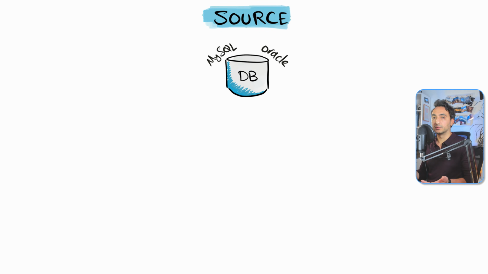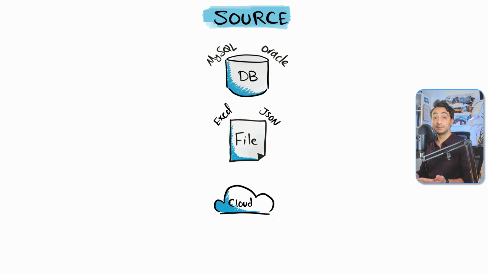Alright, so now we have the source layer. The source layer is outside of Tableau and it contains the source of our data. So our data could be in databases like MySQL or Oracle, or the data could be in files like Excel and JSON, or even in the cloud like Amazon AWS or Microsoft Azure, or even in APIs. So our data could be everywhere.